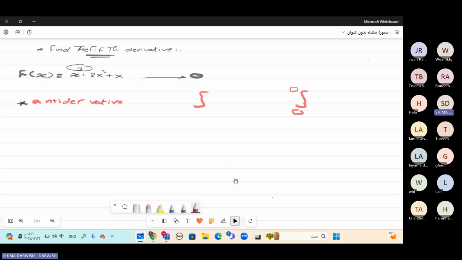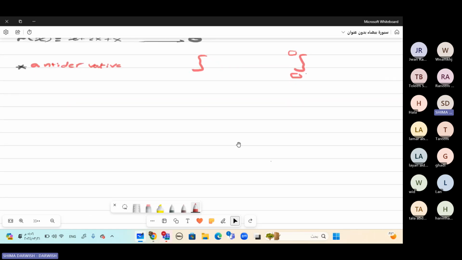Or you can be asked about the area under the curve or graph, or area between graphs. This is all the meaning of integration.